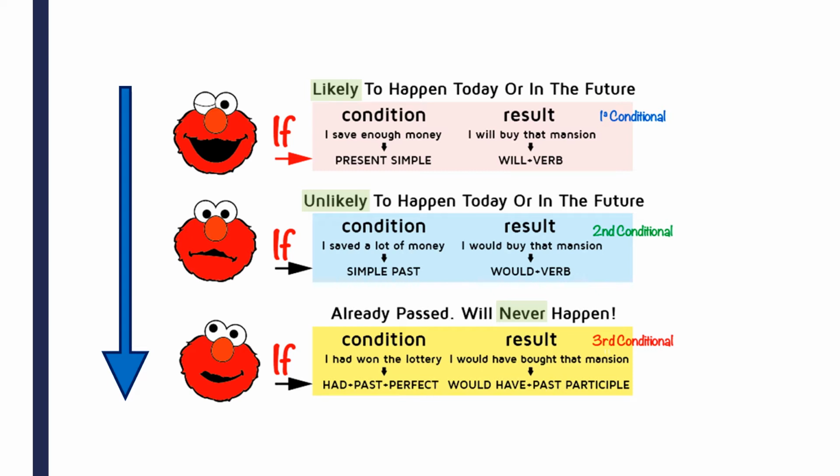For the second conditional, we use the simple past just like we would when we write a story. So it's used to talk about imaginary things, and therefore the result is also in the past tense of will. Now the third conditional is a little bit more complicated, and let's look at that on the next page.